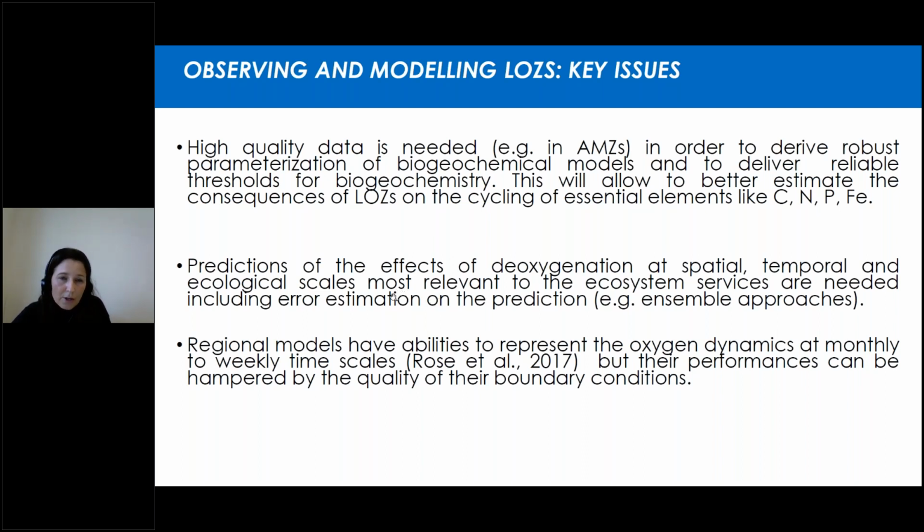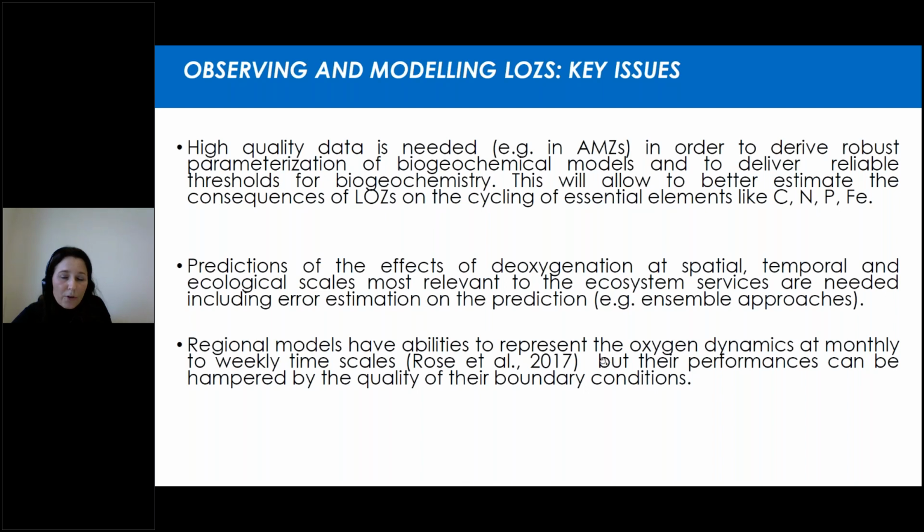This is also needed if we want to estimate the cycling of essential elements like carbon, nitrogen, phosphorus, and iron. The prediction of the effects of deoxygenation at the spatial and temporal scales relevant for ecosystem services is needed. So far, our models are usually at the kilometer scale, but we would need to go to the meter scale if we want to connect with the habitats. An estimation of the error of prediction would also be really needed, for instance using an ensemble of approaches. There are some models that are starting like that. And finally, there is a very nice review by Rose et al. on regional models' ability to represent the oxygen dynamics from daily to weekly time scales.